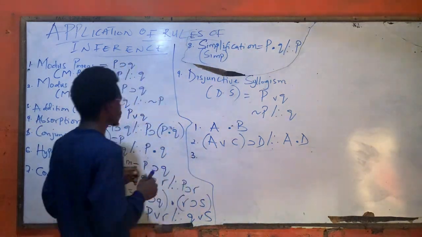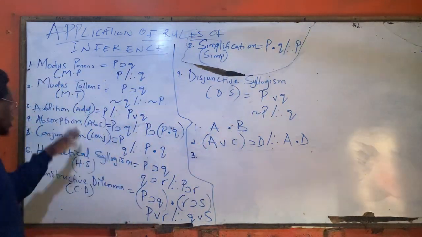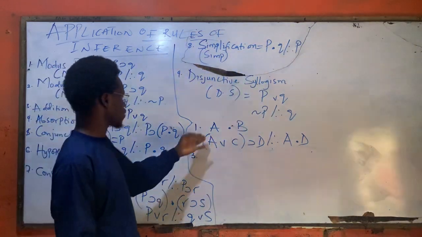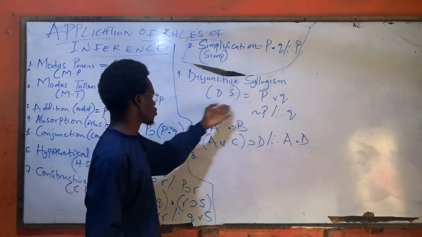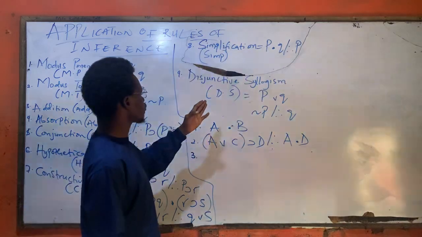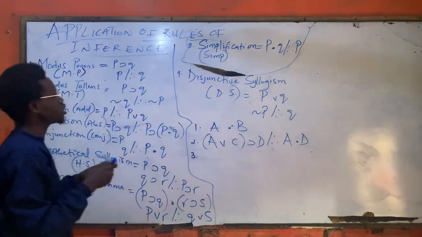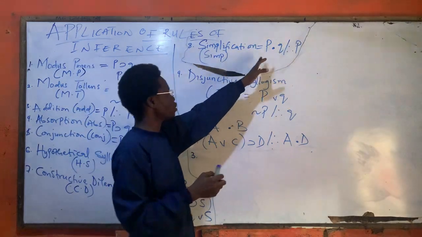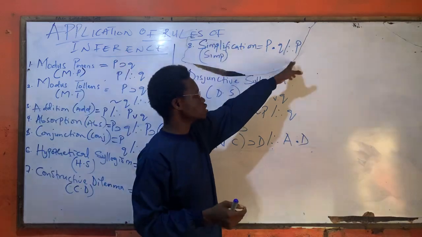Let me explain. I said line 1, A and B. Looking at it here, we have something that gives us A and B as our first premise. But this is only one premise. If you look at these 9 rules, you can see that it is only simplification that gives us a way: we have P and Q, then we can infer P.